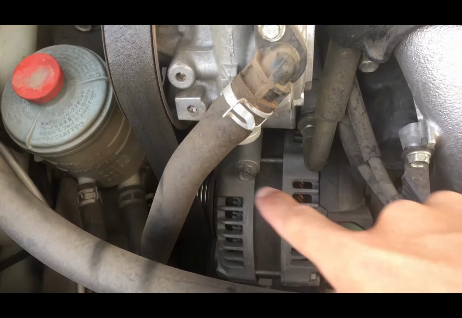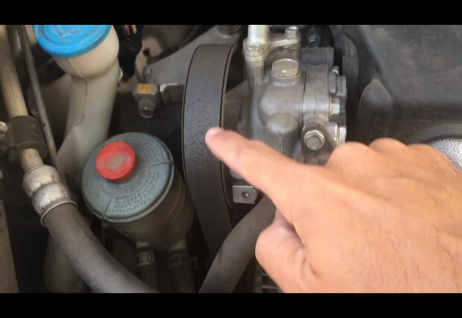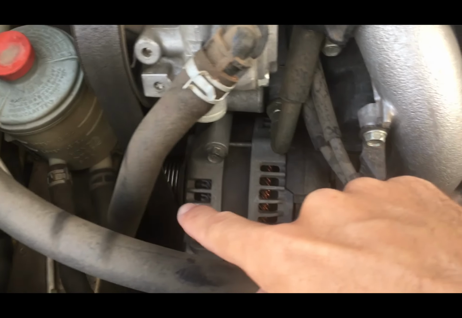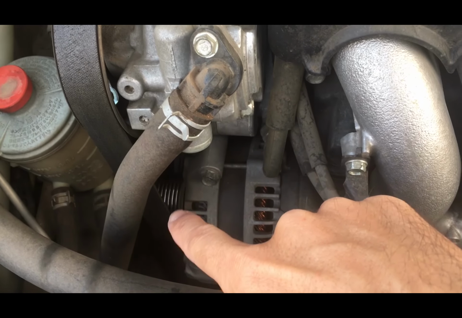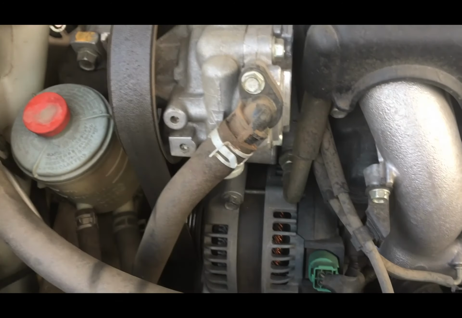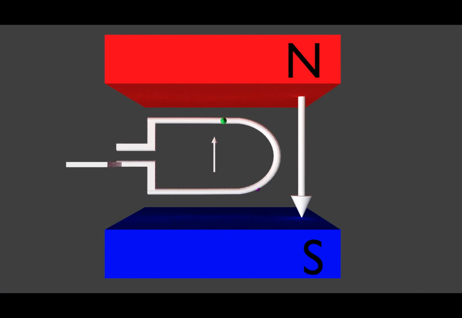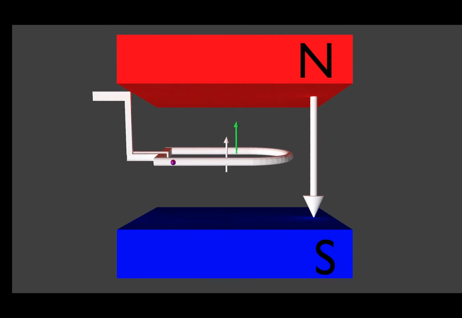This is the alternator on my car. You can see here's the belt that's connected to the engine. As the belt turns, it causes a rotation inside the alternator. Basically we have a current carrying wire rotating inside a magnetic field, which generates electricity, which goes to keep your battery charged. That's how you could look at it as a generator.